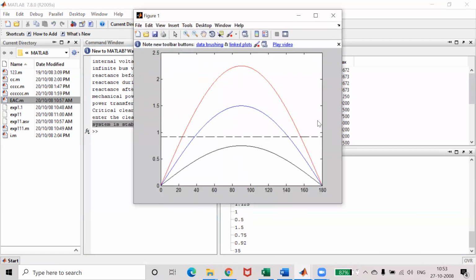Now, in this experiment, we can understand the different plots. We can obtain this one. This is the power versus angle, and this horizontal line is the mechanical input, as we have already discussed. The system is stable, and in this way we have performed experiment number 1.